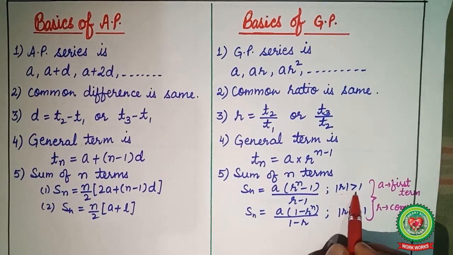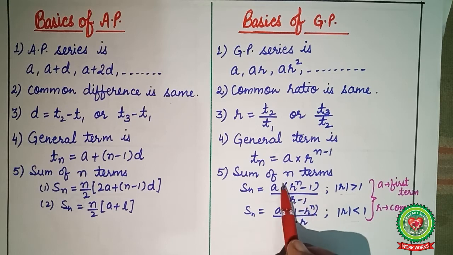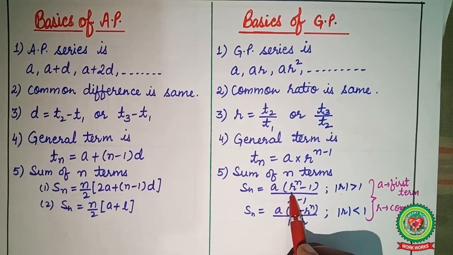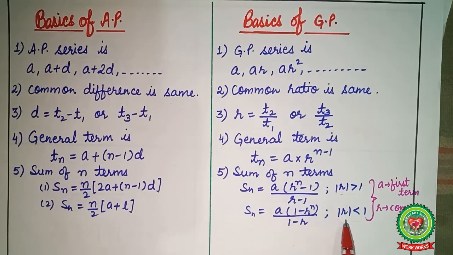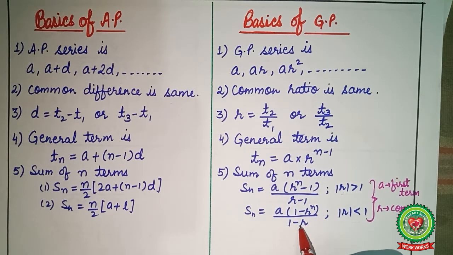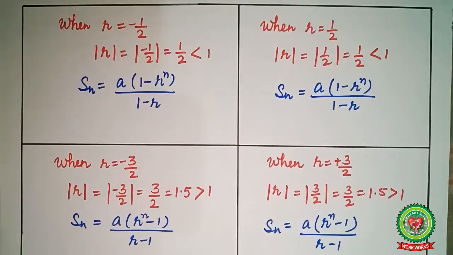Either it is greater than 1 or less than 1. The formula for mod R greater than 1 is Sn equals A multiplied by R raised to power n minus 1 upon R minus 1, and for mod R less than 1 it is A multiplied by 1 minus R raised to power n upon 1 minus R. We will explain it. You must be very careful regarding the selection of the formula.